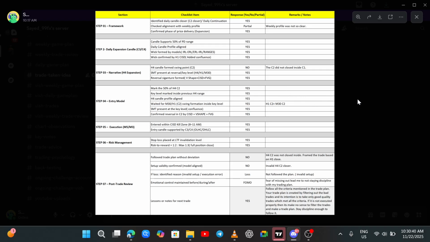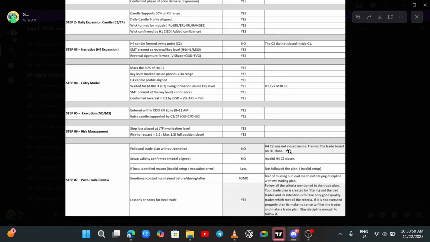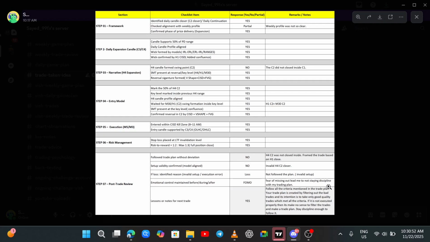First on the GBPJPY, which I earlier posted, it was a win. And the second trade, this was an invalid trade. I think I executed it because fear of missing out led me to not stay disciplined with my trading plan. Though I had executed one trade, I was also near to passing my challenge. So I thought, why not give it a try?